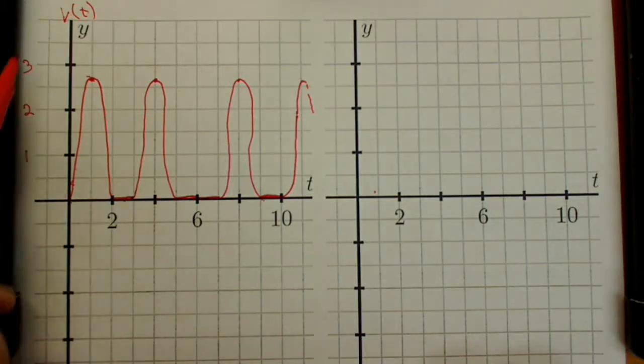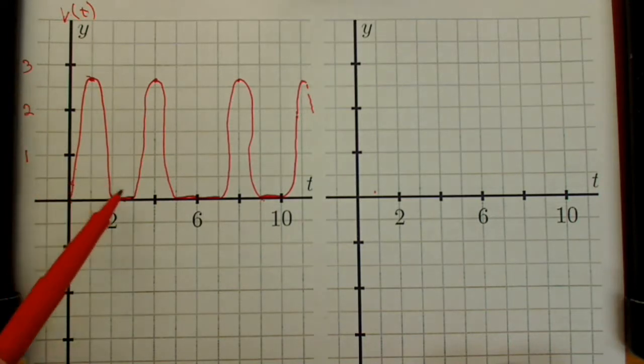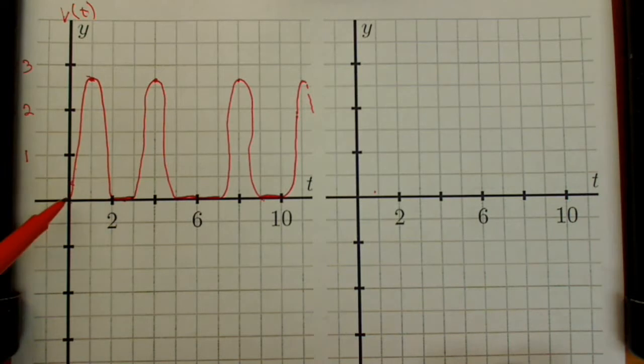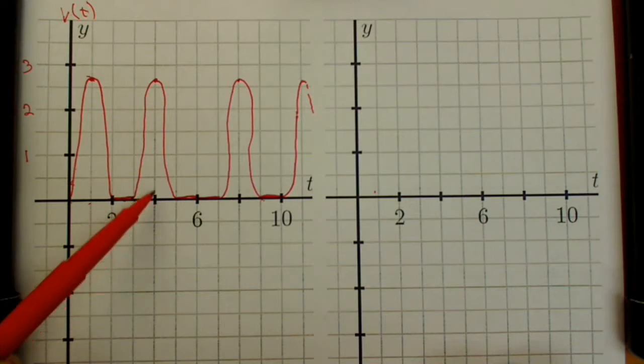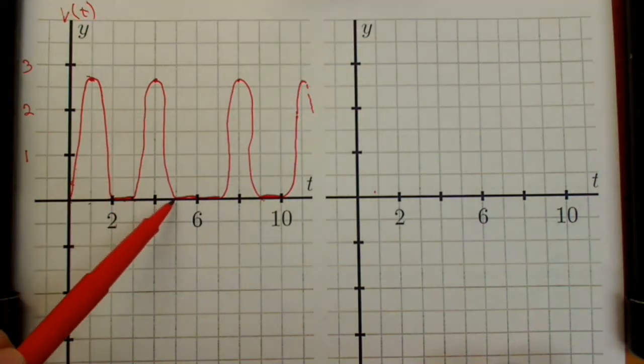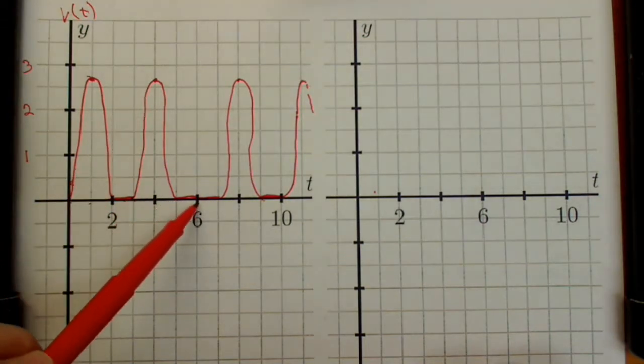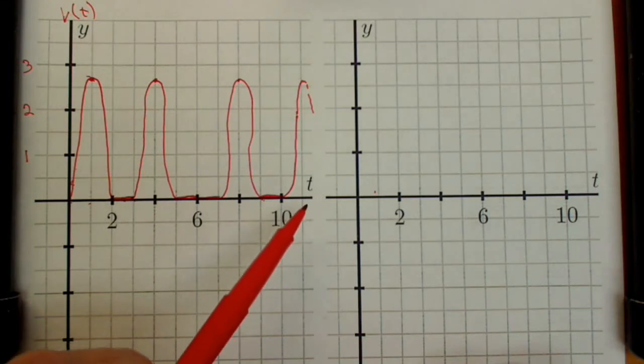So we have our graph of our derivative, which we'll rename v of t because it's a graph of our velocity. And what we see is our velocity is always either positive or 0, and our velocity is increasing from 0 to 1, decreasing from 1 to 2, 0 from 2 to 3, increasing from 3 to 4, decreasing from 4 to 5, 0 from 5 to 6, and then that pattern seems to repeat.